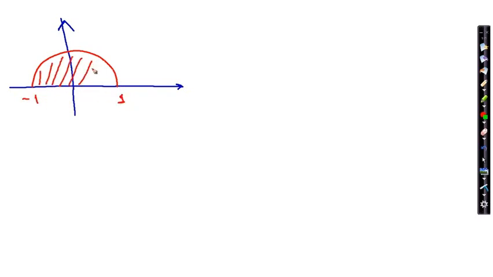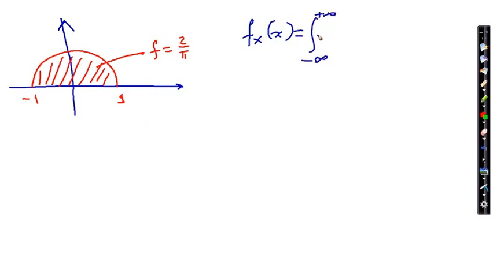First, I'm drawing. This is the support, minus 1, 1. Here, our f is 2 over pi. Let me write that. Now, for the marginal PDF I need to calculate fX of x. We have the following formula to calculate that. So I'm integrating out from the joint PDF the variable y. So I'm integrating with respect to y from minus infinity to plus infinity.